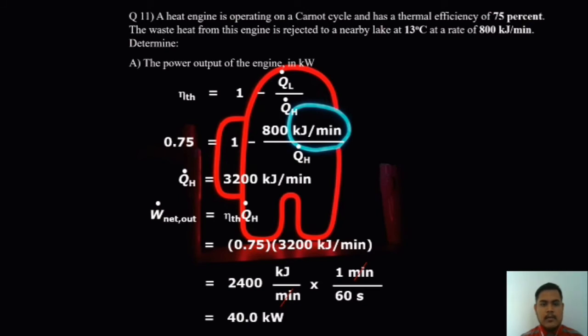So we input the value, which is 0.75 equal to 1 minus 800 kilojoule per min divided by QH. And we can get the answer for QH, which is 3,200 kilojoule per min. And then we need to find the W net out, which is the equation W net out equal to thermal efficiency times QH. We input the value, which is 0.75 times 3,200 kilojoule per min. And we can get the answer 2,400, but we need to convert to kilowatt. So 2,400 kilojoule per min times 1 min per 60 seconds, and we can get the answer 40 kilowatt.